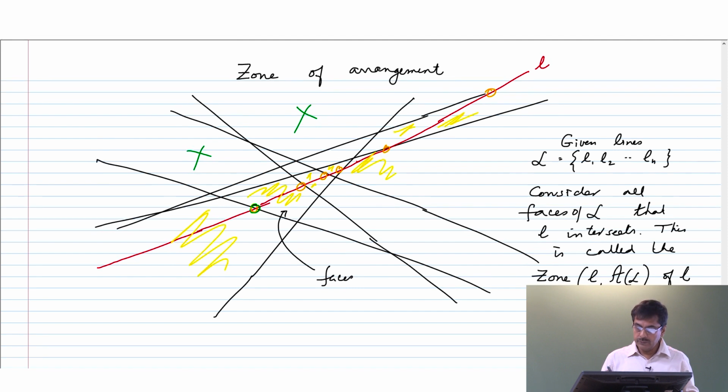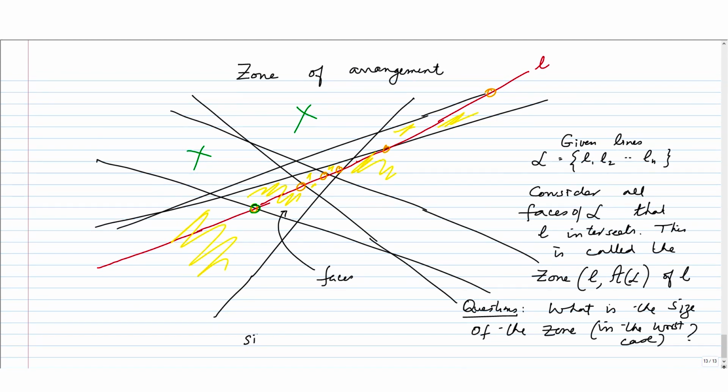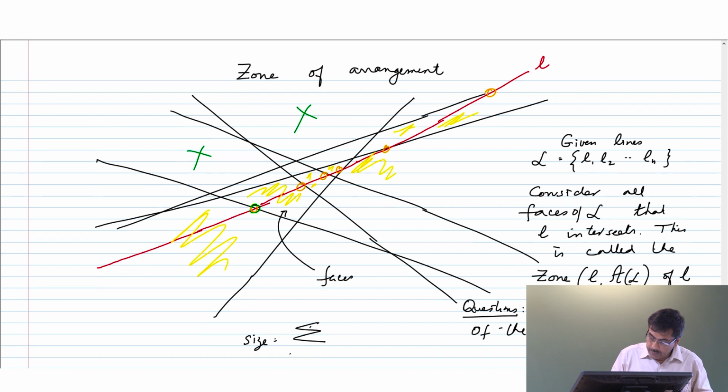Now, for the zone of the arrangement, what we are interested in are two things. One is that what questions? What is the size of the zone in the worst case? So, size basically means the summation, okay, over all edges in the zone. That is basically what it is.